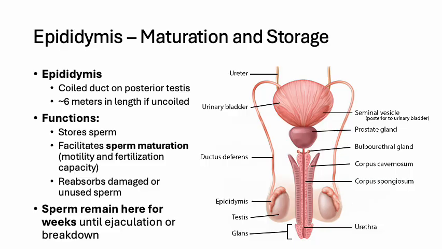This is where sperm acquire motility and the capacity to fertilize an egg, two key changes that don't occur during spermatogenesis itself. The epididymis also acts as a storage site, holding sperm for several weeks until ejaculation. If not used, these sperm are broken down and reabsorbed in the body. The structure plays a critical role in maintaining a healthy and functional sperm population.